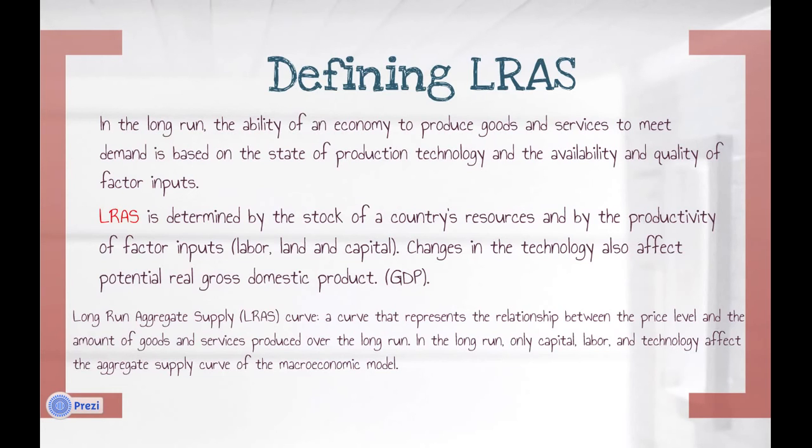Changes in technology also affect potential real gross domestic product, also known as GDP. The long-run aggregate supply curve is a curve that represents the relationship between the price level and the amount of goods and services produced over the long run. In the long run, only capital, labor, and technology affect the aggregate supply curve of the macroeconomic model.